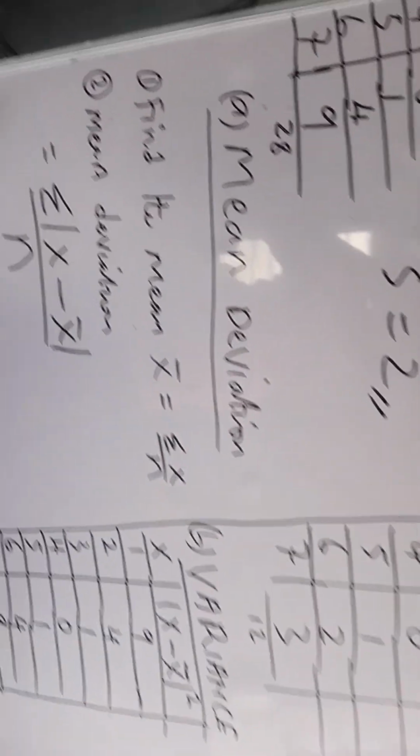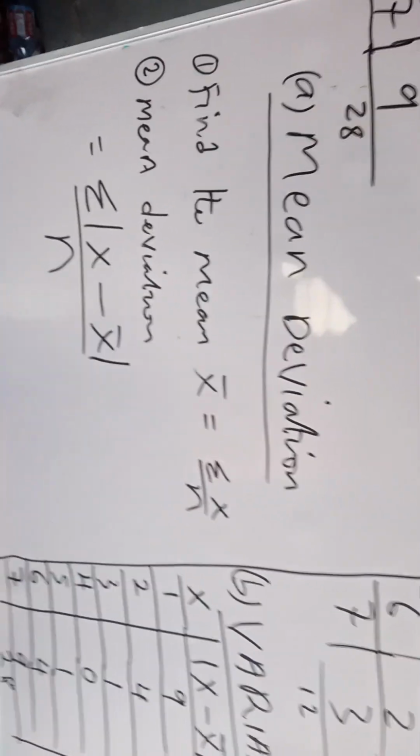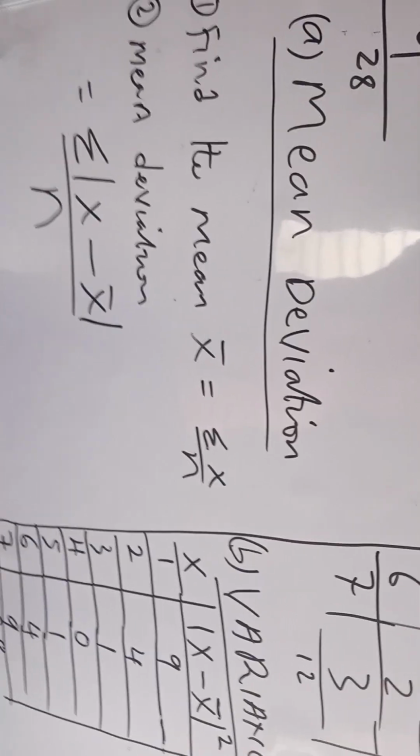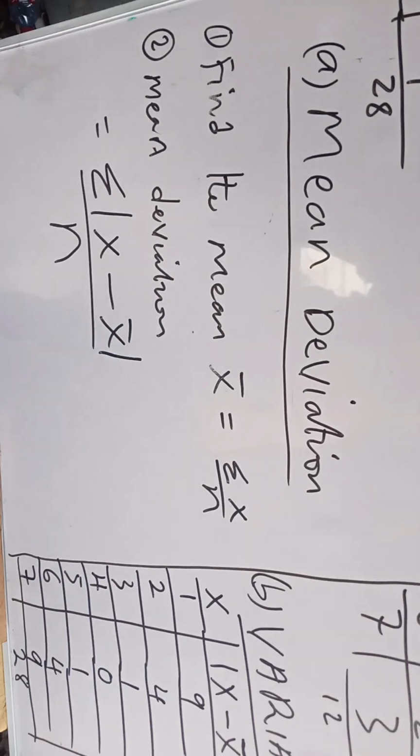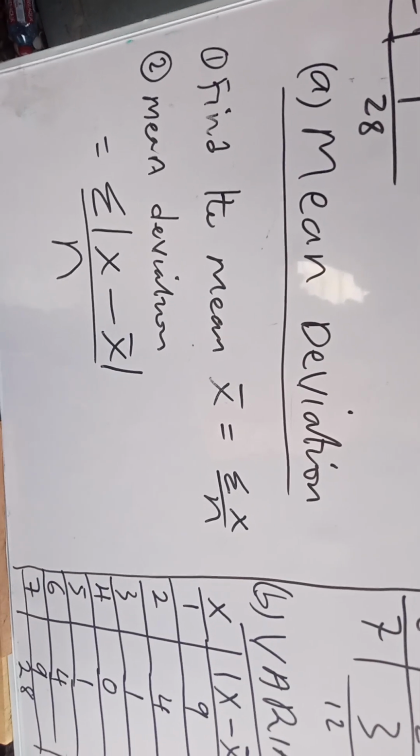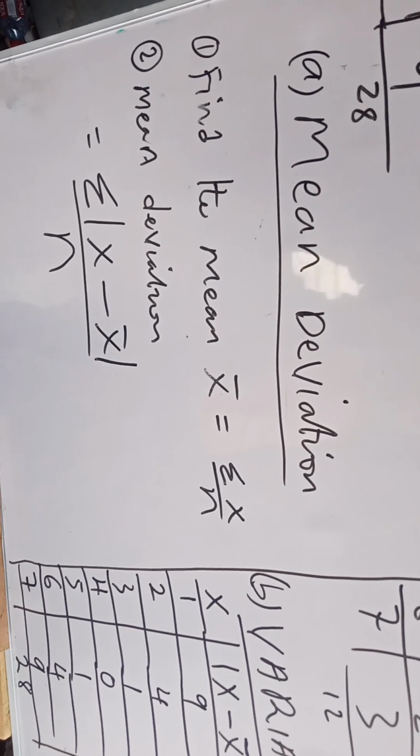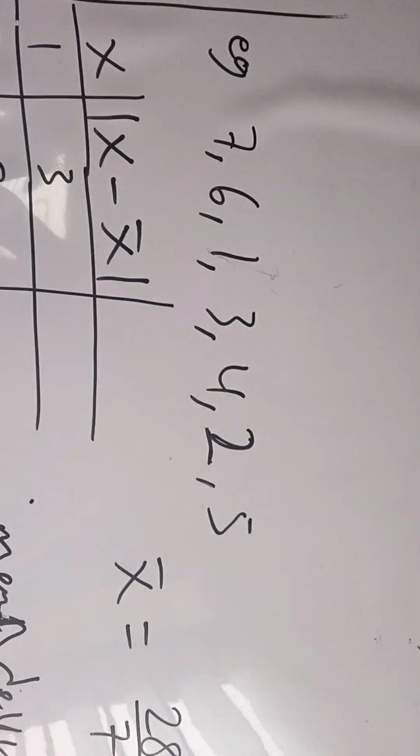First of all, let's look at A, which is the mean deviation. The mean deviation is the deviation from the mean, so in finding the mean deviation, we have to find the mean. In finding the mean, we look at the data. This is our data here. We add all of them, and then we divide by the number.